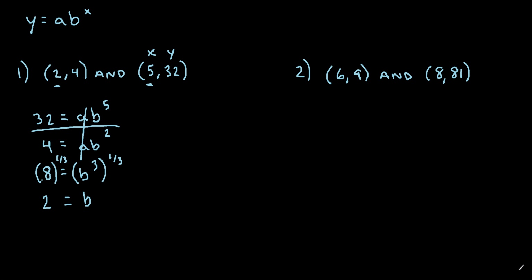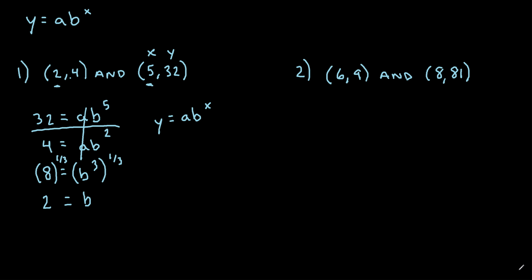Or if it turns out to be some number that doesn't have an exact cube root, then you could use a calculator to figure that out. But in this case, we luck out, and b is just equal to 2, a nice integer. So now that we have b, we can rewrite this y equals a b to the x. And we can use either of these coordinate points, so either (2, 4) or (5, 32), just plug it in for x and y, and plug in the value 2 for b.